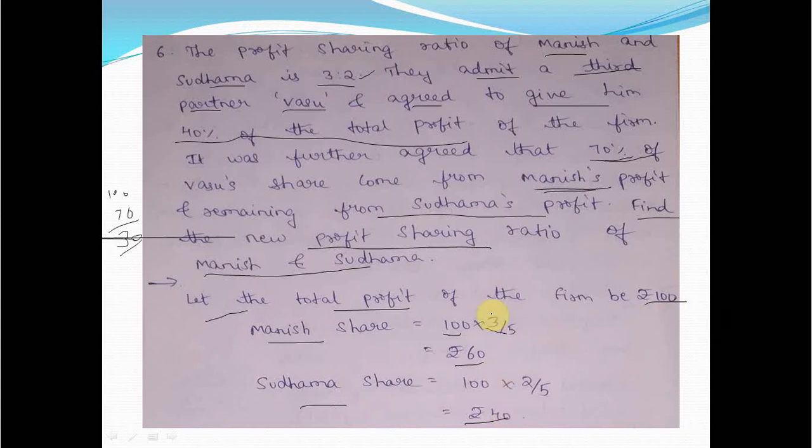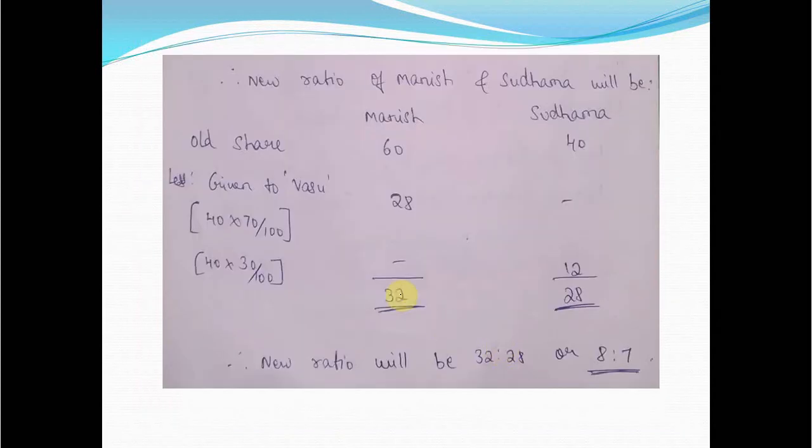Okay, suppose the company is earning 100 rupees, Sudama is earning 40 rupees and Manish is earning 60 rupees as per the old ratio. Now how do we calculate the new ratio here? The new ratio of Manish and Sudama: we'll make 3 columns, one is particulars, then Manish, then Sudama. Old share of Manish is 60, old share of Sudama is 40. Less given to Vasu.